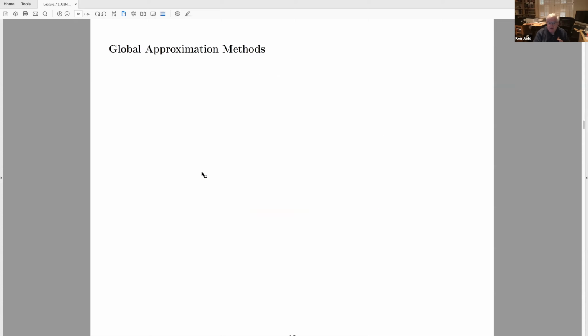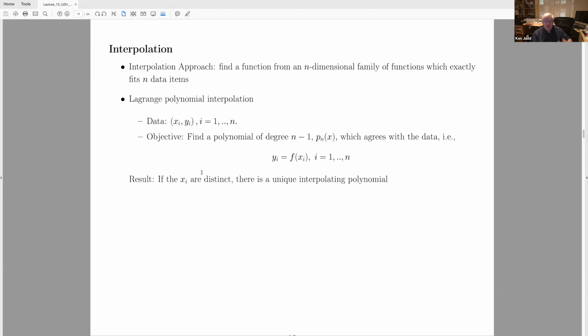Now, for the rest of this lecture, I'm just going to talk about standard things like regression, but they're going to be global now. For global approximation, what you want to do is gather information about this unknown function at a variety of points x and over a wide range, and then compute some approximation which is good over that range.